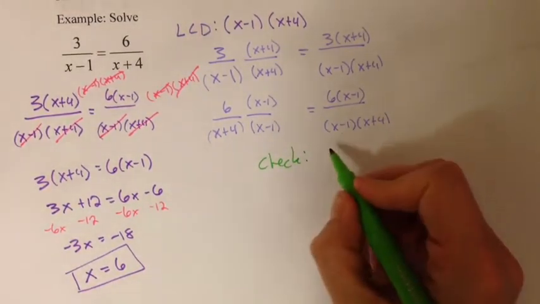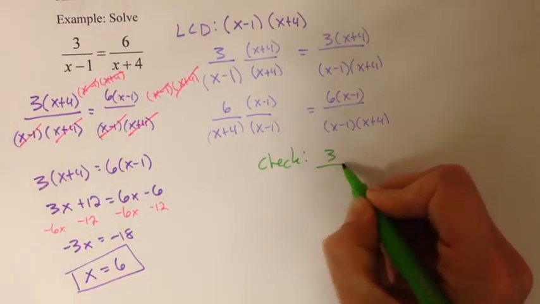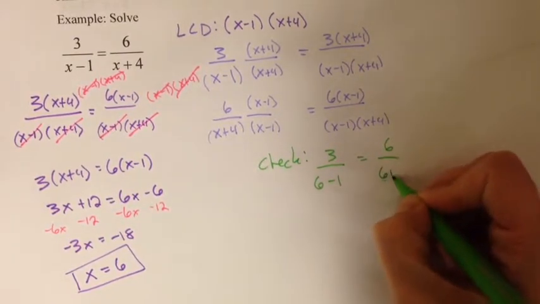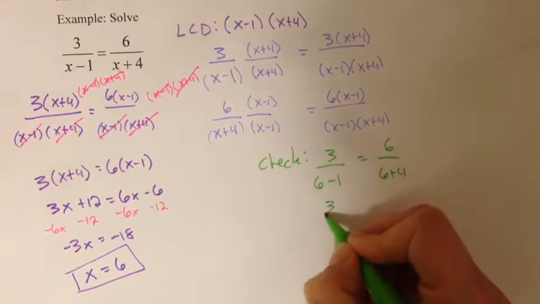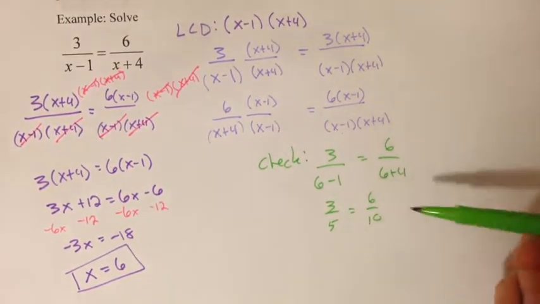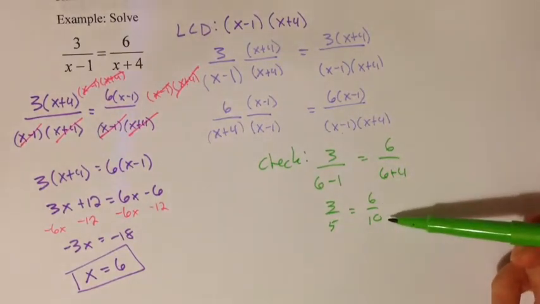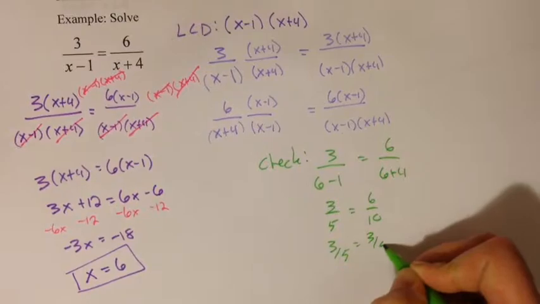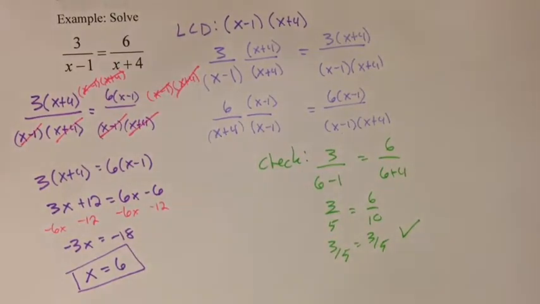We'll go ahead and do that check. So I plug my 6 in back where the x was in the original equation. Over here, I get 3 over 5 equals 6 over 10. And sure enough, that's true, since the fraction 6 over 10 reduces to 3 over 5. So it looks like we have a good answer.